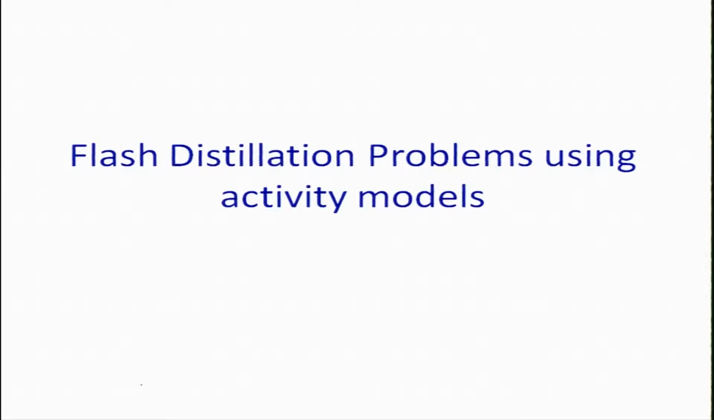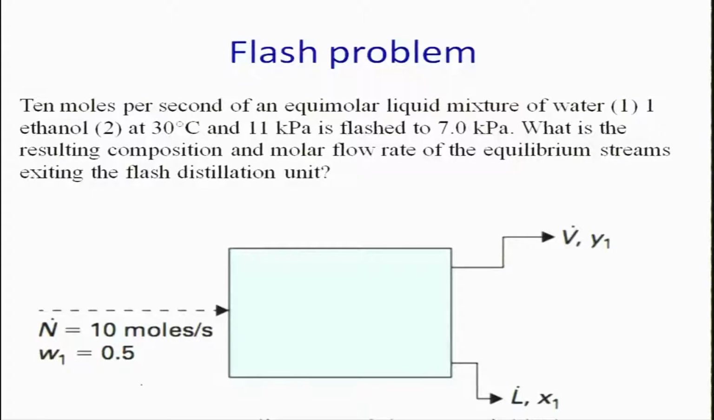Welcome back. In this lecture, we are going to do some examples. This is a flash distillation problem, and we will understand the importance of activity models. So, what is a flash distillation? Typically, it segregates a liquid solution into liquid and vapor form. So, this is the problem which we have.